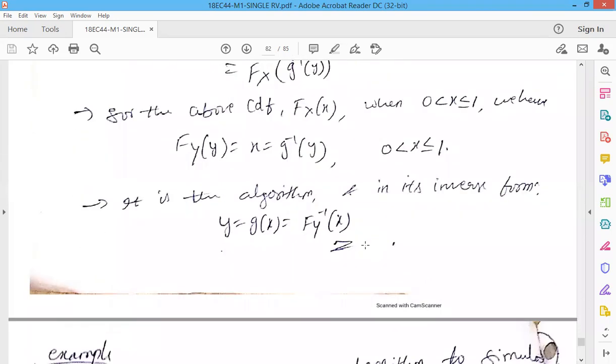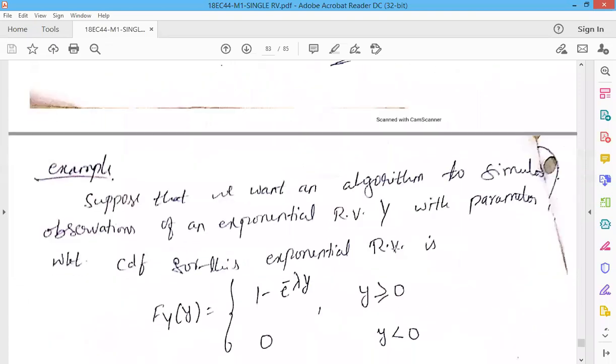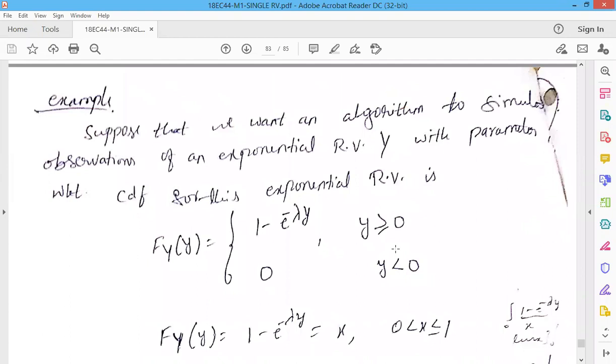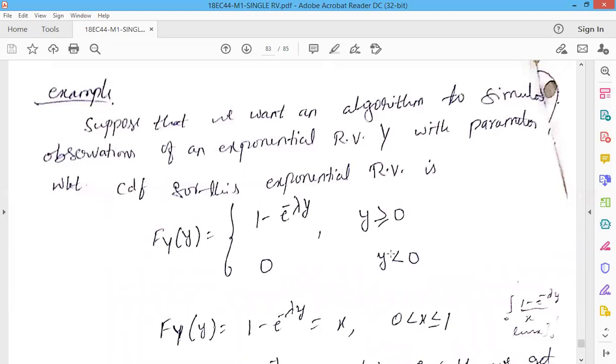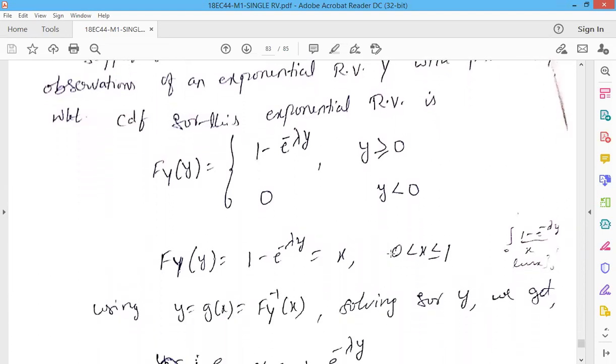Whatever y is equal to g of x is equal to Fy inverse of x, we have taken the same equation, and for this we have taken one example. With this example we'll see how to identify the algorithm. Suppose you want an algorithm to simulate observations of an exponential random variable y with the parameter lambda. As we know, for the exponential random variable, the CDF is given as Fy of y is equal to 1 minus e to the power minus lambda y for y greater than or equal to 0, and it takes the value 0 for y less than 0.